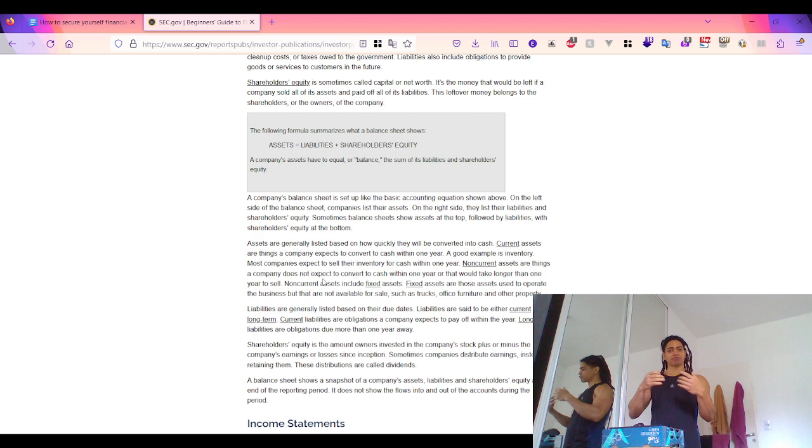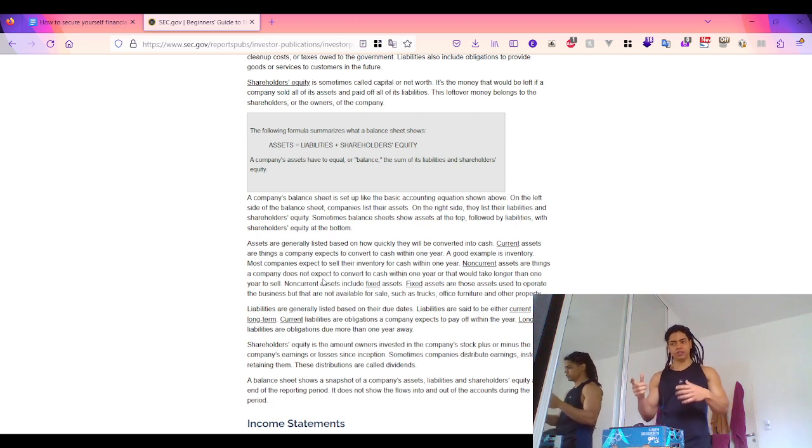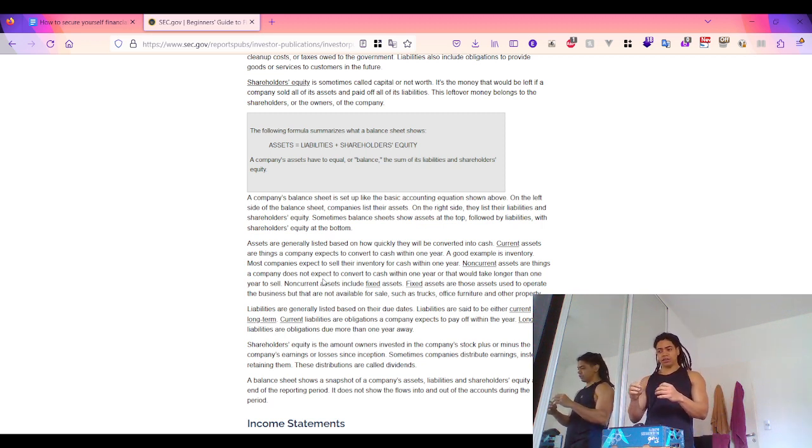And then the equity, or shareholders' equity, which shows the money if, for example, the company hypothetically decided to sell all its assets as well as pay off all its liabilities. The leftover money belongs to the shareholders. So this is the amount of money that the owners invested in the company stock, plus or minus earnings or losses since inception.